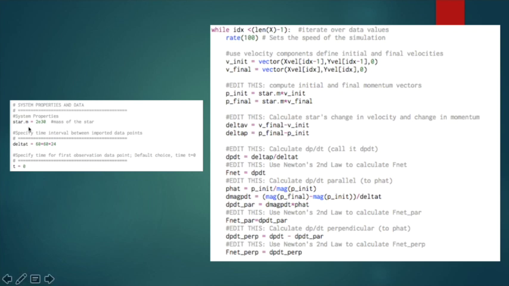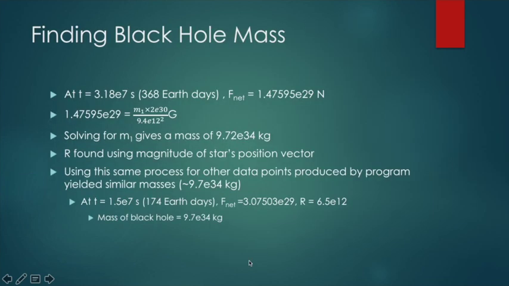Here are the system's initial properties. The mass of the star is 2 times 10 to the 30th kilograms, and the time step is equal to 24 hours in seconds. After velocity is calculated at each point in time in the experiment, the code calculates change in velocity for each time step and then factors in the star's mass to establish changes in momentum. These changes in momentum over changes in time are equal to net force, according to Newton's second law. Parallel and perpendicular components of net force are also calculated.